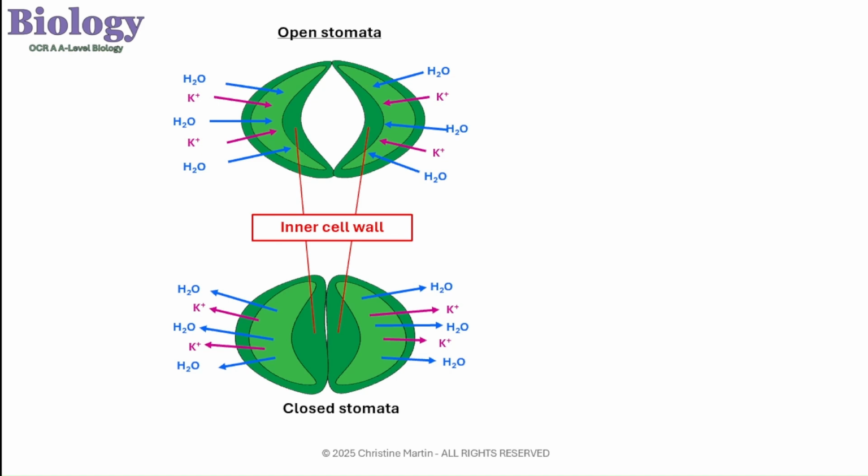As the inner wall of each guard cell is thicker and less elastic than the outer wall, turgor pressure causes the cells to bend outwards, opening the stomatal pore.